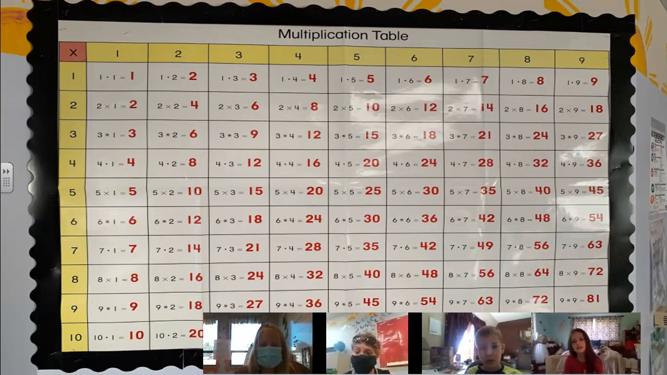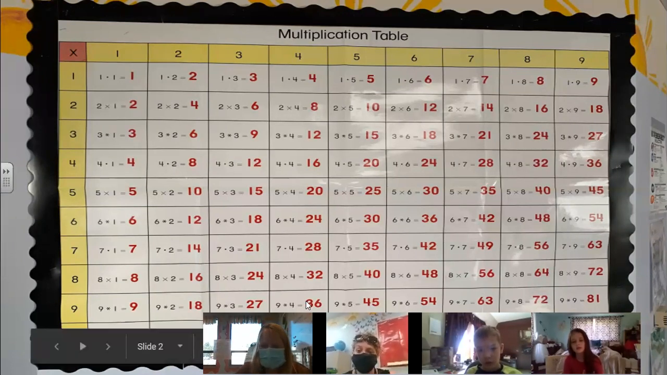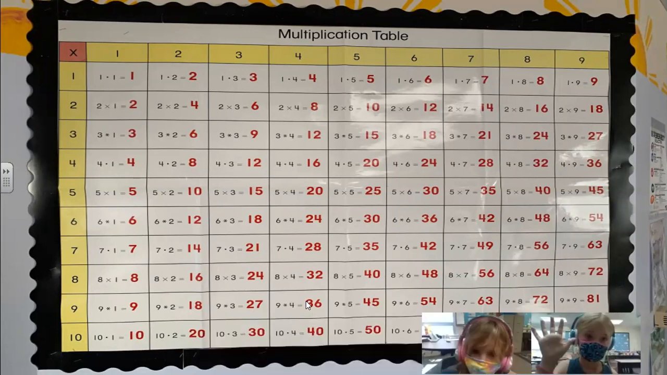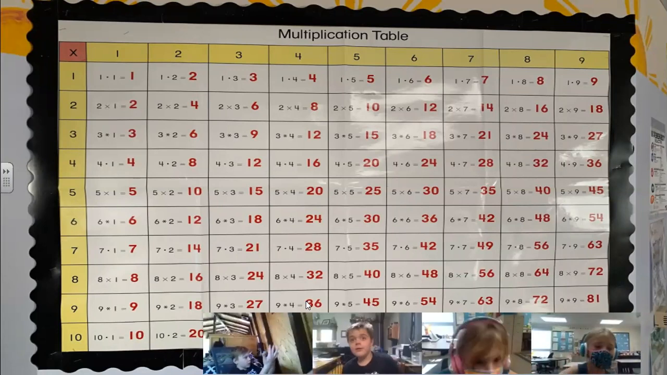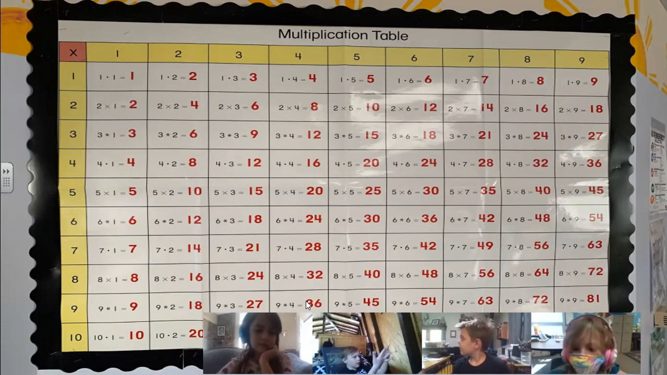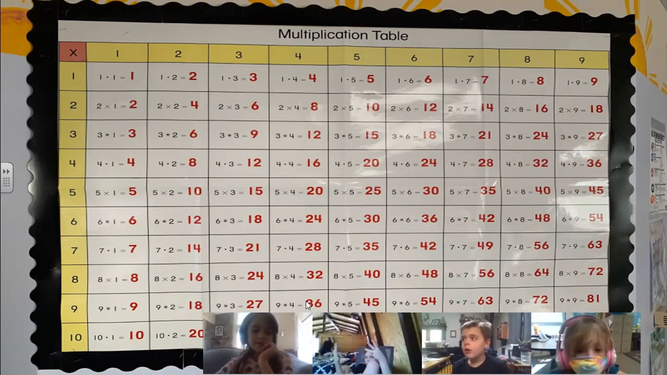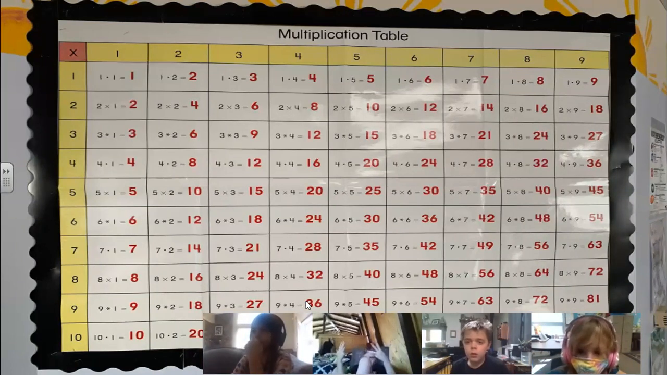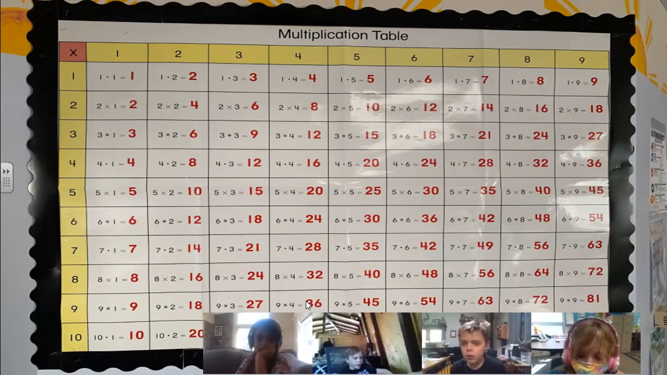I'm going to give my friends here some time, and my friends at home some time. What is the product of 7 times 10? Clara, what do you think? I think it's 70. Can you prove it? What do you have to count by? Tens. How many times? 7. Or is there a trick you could use?